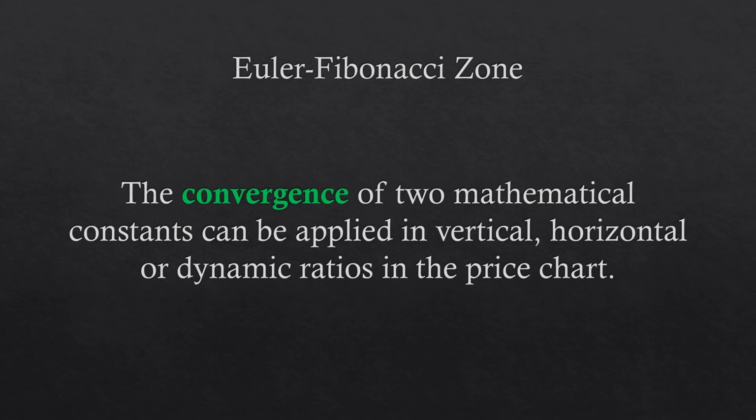This new concept can be applied to vertical ratios, horizontal ratios, and dynamic studies in light channels and pitchforks, as we'll see later. Let's first quickly review where Fibonacci ratios come from, and then we'll move on to Euler's number. Fibonacci ratios come from the Fibonacci sequence, which is a series of numbers that start with 0 and 1.